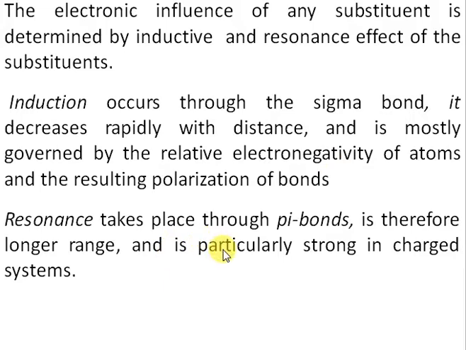Whereas the resonance takes place through pi bond. So the resonance is a long range effect, right? So resonance effect will carry on until there is conjugation. So if a conjugation is through hundreds of bonds, the resonance effect will go through hundreds of bonds, while the inductive effect is operational only through 3 bonds, right?